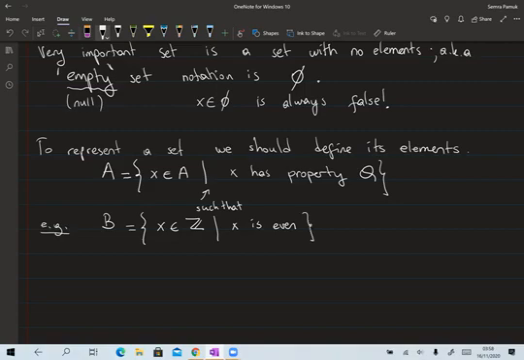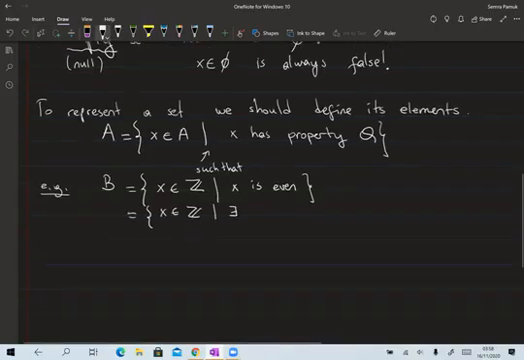Okay, or you can represent this more concretely. X is an integer such that there exists K, which is an integer, right? And such that you can say X is equal to 2K, right? So these are the definitions of the elements of this particular set, right? So it is the set of even integers.